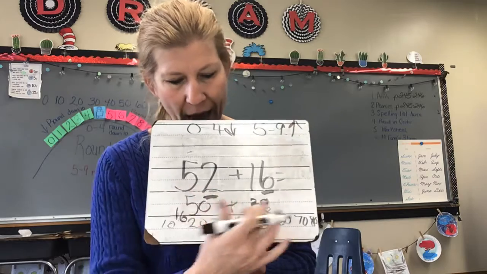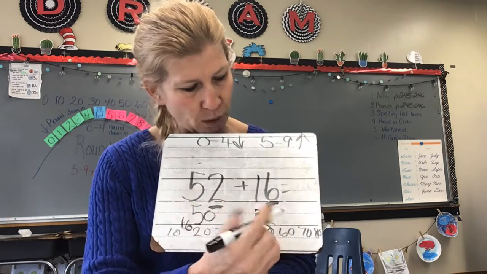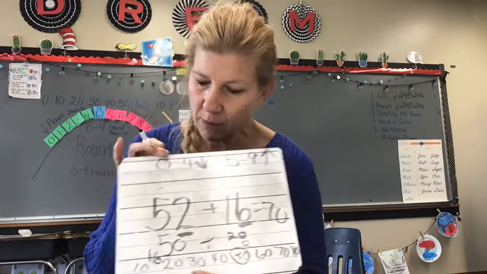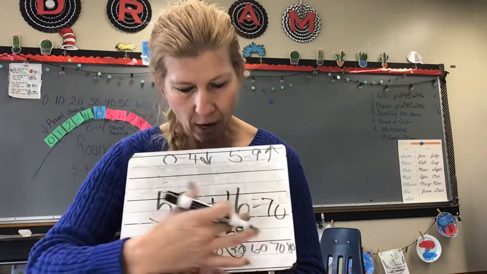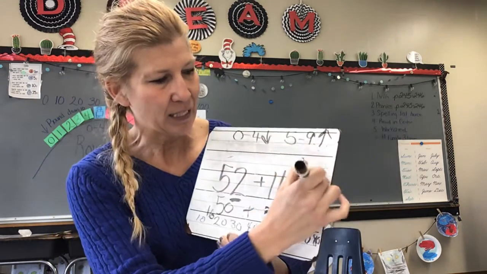So now we can add our estimated amount up. We would add 50 plus 20, and it's 70. Now I notice on some of these problems, some of you are just adding these up, and you're putting the answer 68.